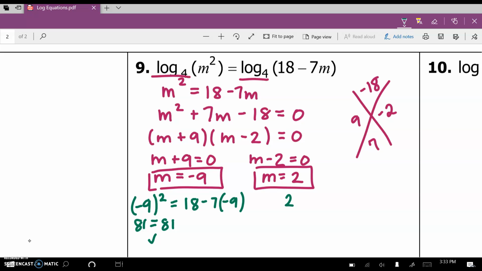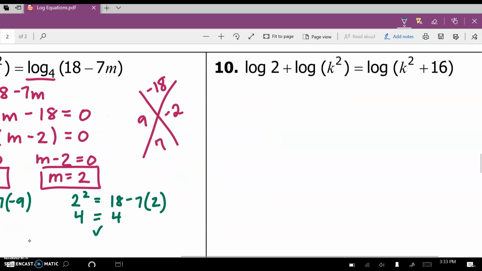So I'd have 2 squared equals 18 minus 7 times 2. 2 squared is 4. 18 minus 7 times 2, that would be 14. 18 minus 14 is, again, 4. That one would check out. So on this one, we would have 2 answers, and that would be just as good. All right, you all try number 10.